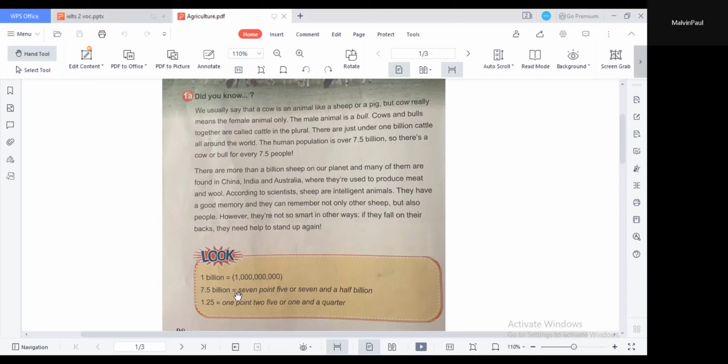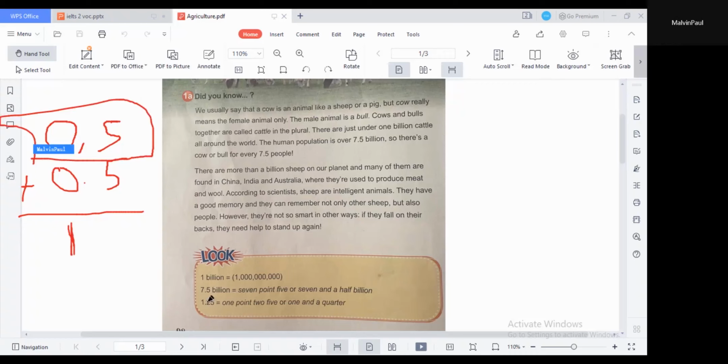Here we just want to concentrate on this one, because the other part we'll find later. Then we've got 7.5 billion. So why are they saying "and a half" here? Because when we add in math, 0.5 plus 0.5 gives us a whole number, which is 1. So that is why they are calling it a half. Here we're saying "and a half". That is a half of a billion, which is 500 million.